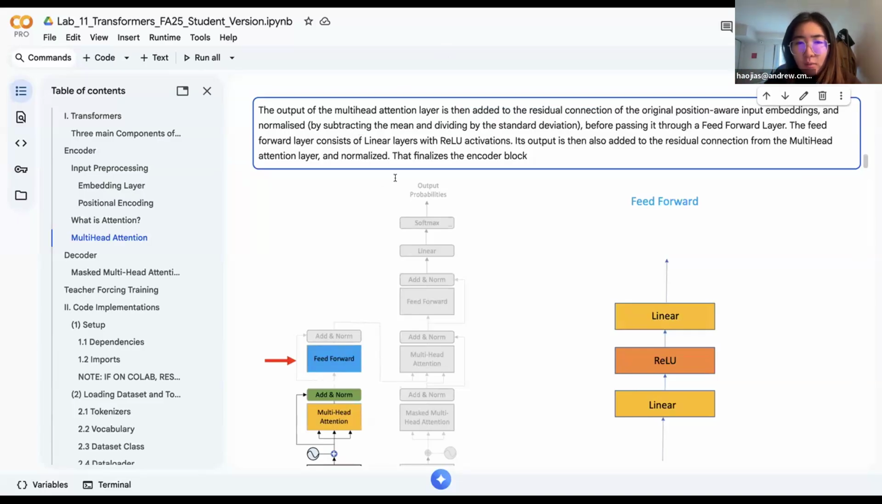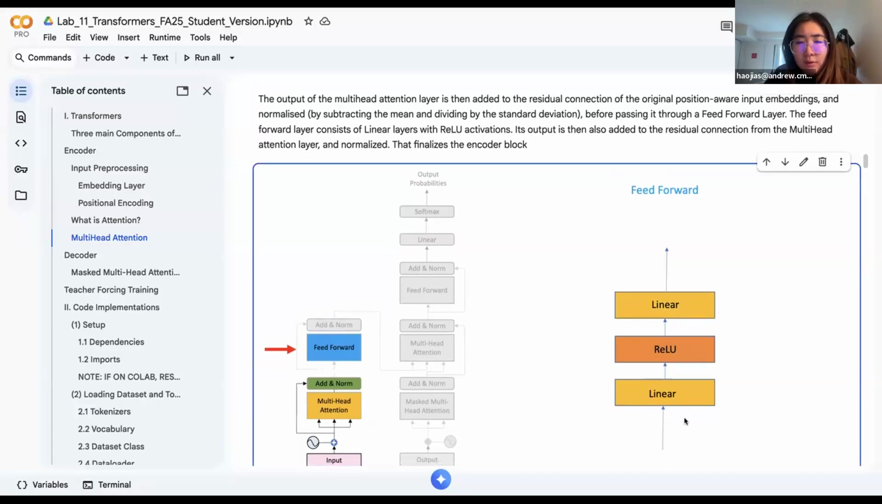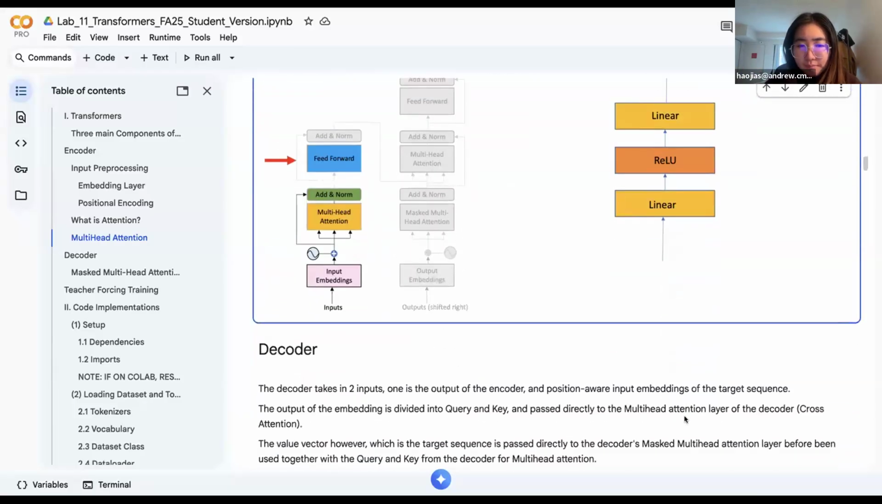And then finally, we'll go through a feed forward layer, which is called the MLP layer. And in this MLP layer, we'll have the linear layer, and then we will go through a ReLU or GeLU activation function. And then we'll also add the residual connection from the multi-head attention output and then do the layer normalization. And this is how the encoder block works.